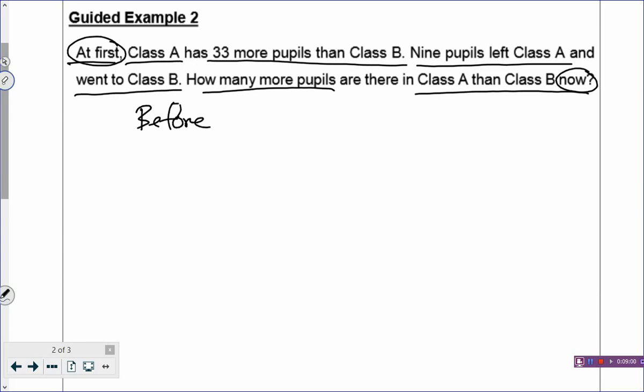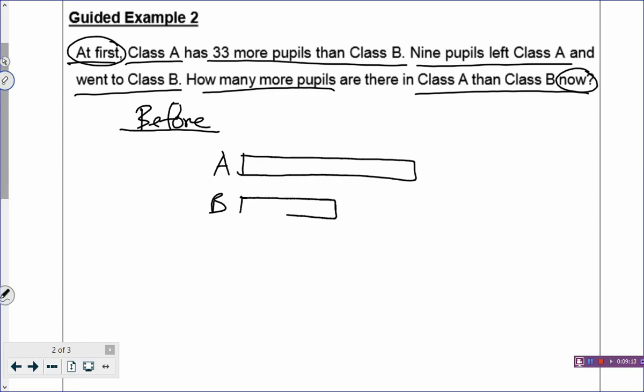So again, you're going to draw out the first sentence. Class A has more than Class B. So a good model has labels. You have to label A and B, and Class A, longer rectangle, and Class B, shorter rectangle. Make sure that you can show the difference very clearly. Can you see the difference? You don't want to draw a rectangle that is almost the same length as the other rectangle. So the two rectangles must show the difference very clearly.